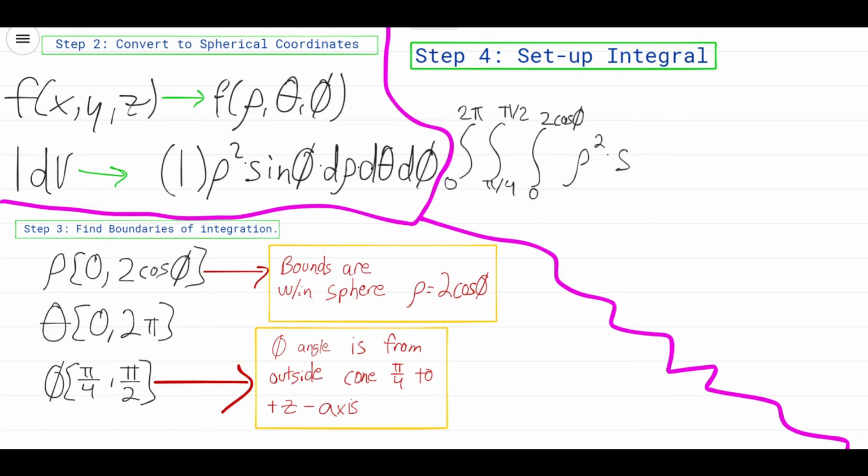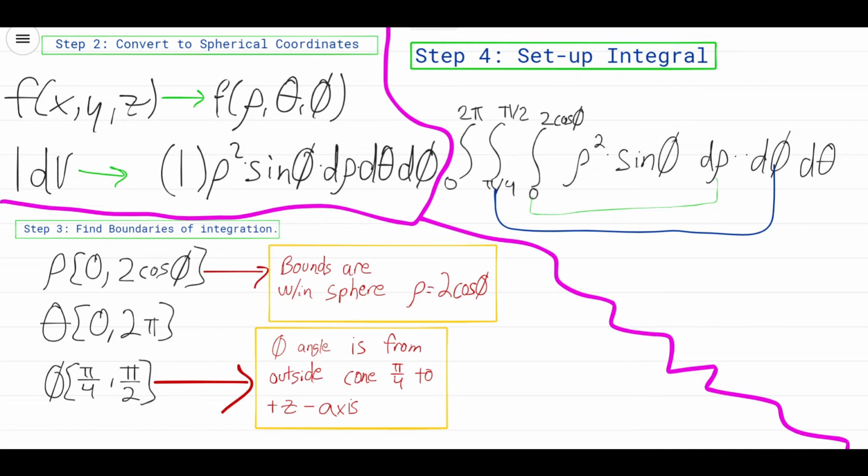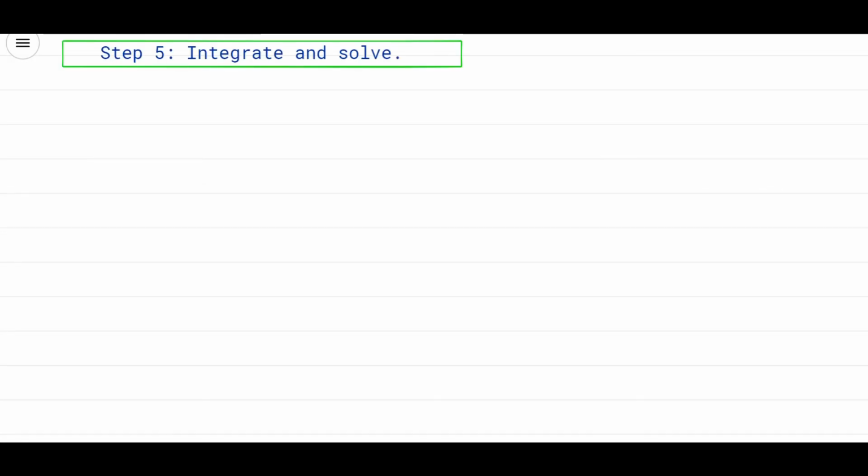So now our dV, since our f of x, y, z is just 1, is rho squared times sine phi d rho d phi d theta. So these are our rho bounds, our phi bounds, and our theta bounds. So now let's go ahead and integrate and solve this.